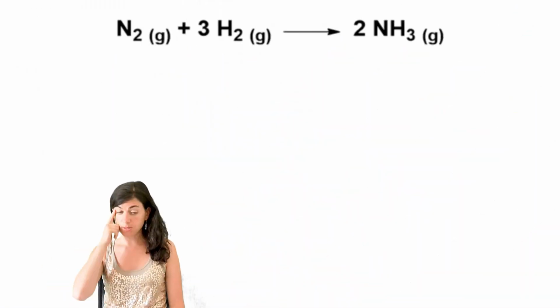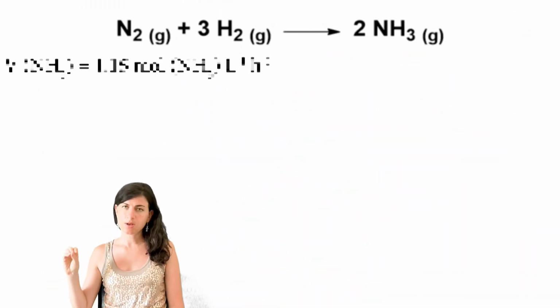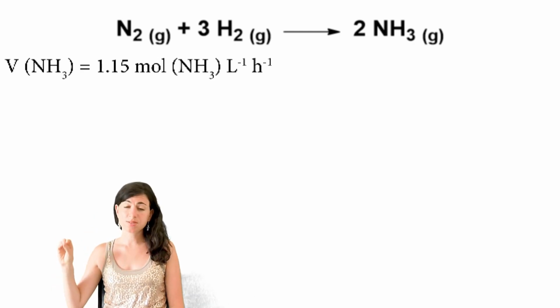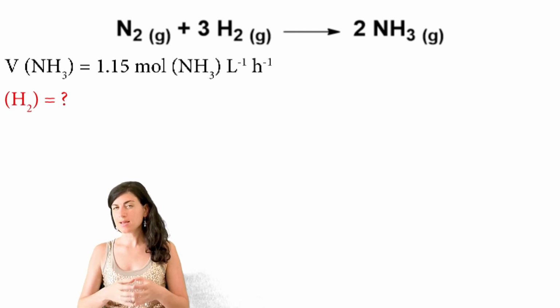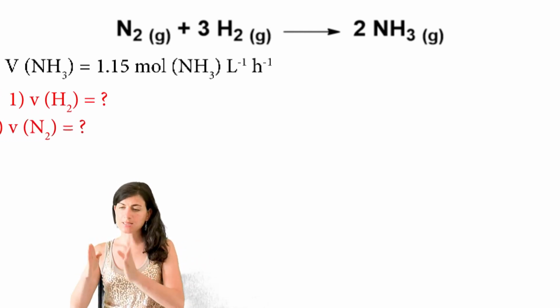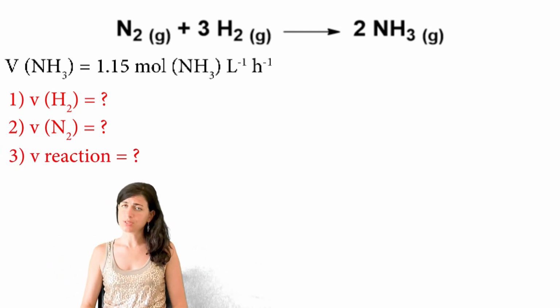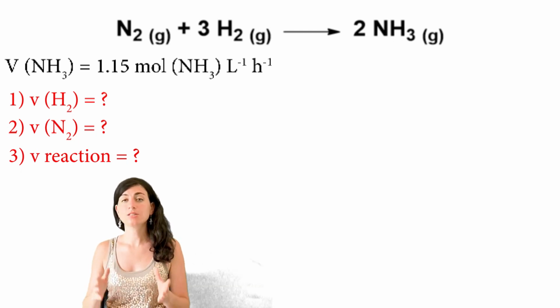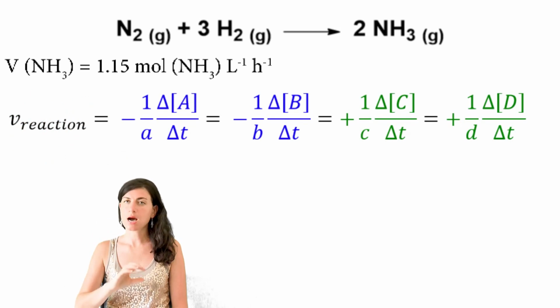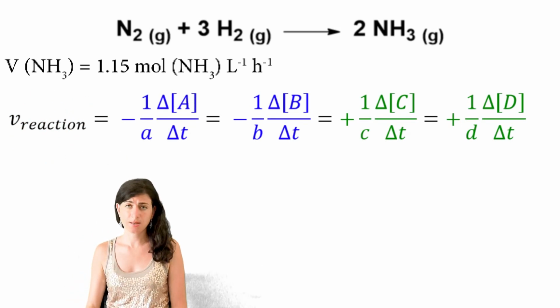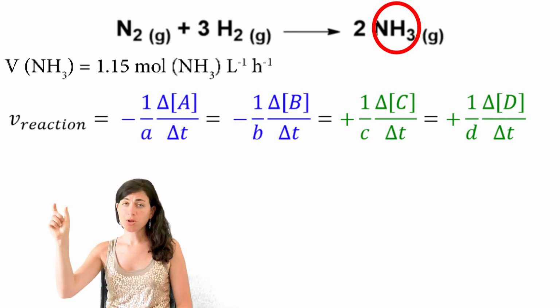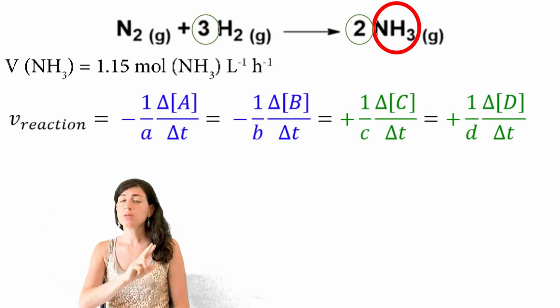Let's take this reaction. The ammonia formation rate has been reported as 1.15 mol over liter an hour. We have to calculate the rate as a function of hydrogen, as a function of nitrogen, and the rate of the reaction. So we will learn the difference. Let's start from the rate of hydrogen consumption. As you can see, using our generic equation you have just seen, we have to take into account the stoichiometric coefficient. So we have the rate of ammonia formation, but we have to think that for each 2 moles of ammonia, 3 moles of hydrogen are consumed.